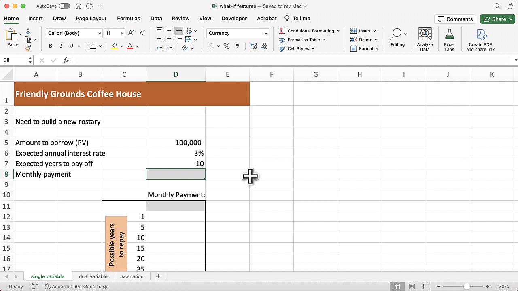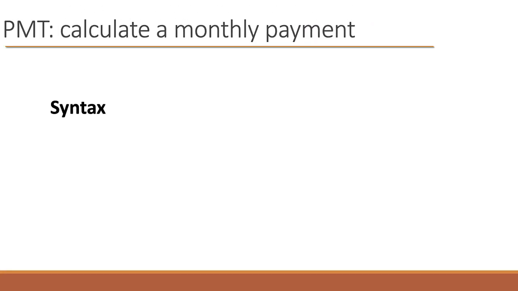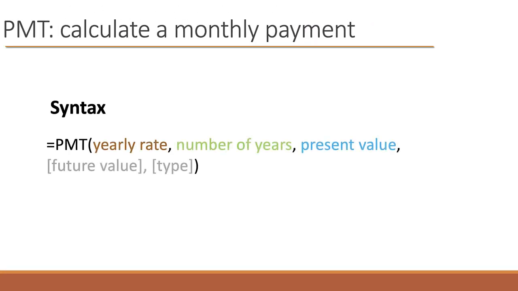The payment function tells us every month when we have to make a payment on this loan, how much is that going to be? Let's take a look at the syntax. So the way this works is we say equals PMT, and there are three required arguments. The first is the yearly interest rate, the second argument is how many years to pay back, and the third required argument is what is the present value. You see there are two optional arguments, future value and type. I'm not going to use these in this example.